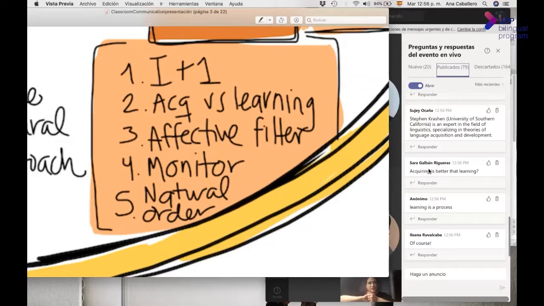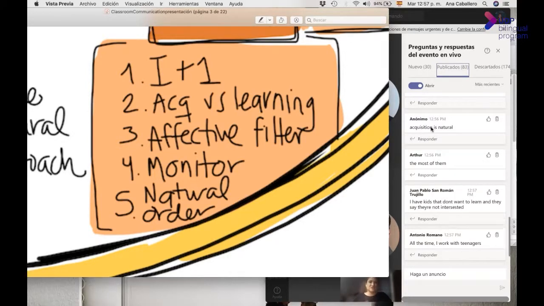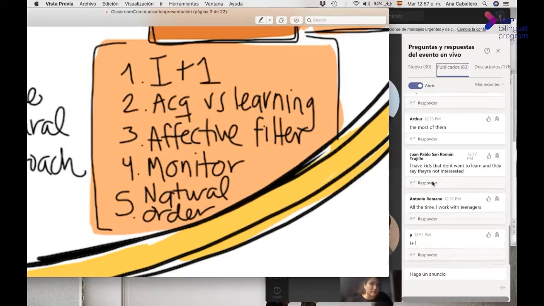It's more like they go together, because when we talked about grammar translation, it was only learning without using it. And then acquisition is all the other things that are around learning. What happens in the classroom when students are trying to use the language, experimenting with it. Exactly. Acquisition is also natural, and it happens in the classroom as well.